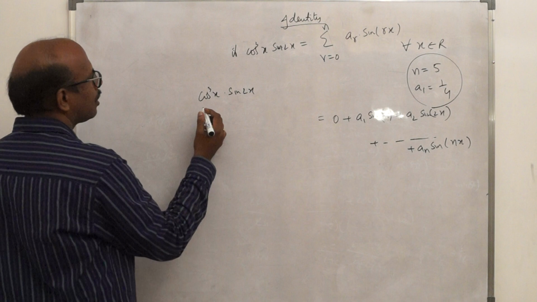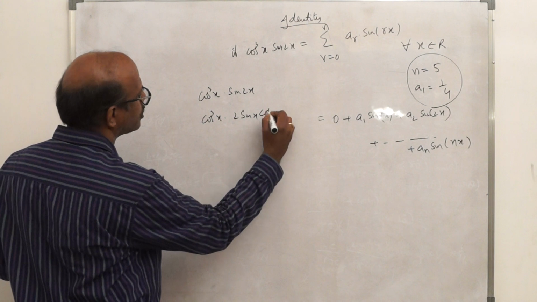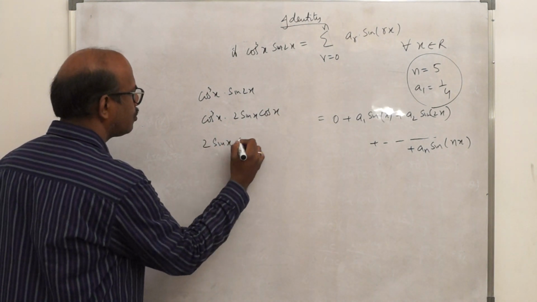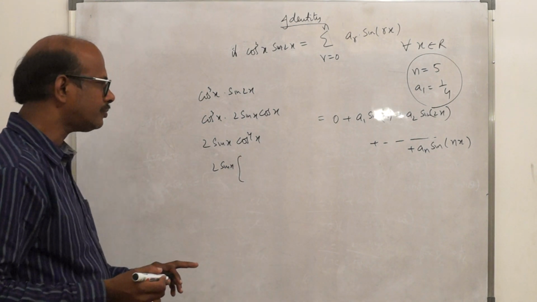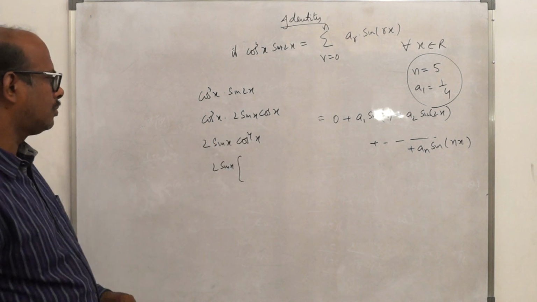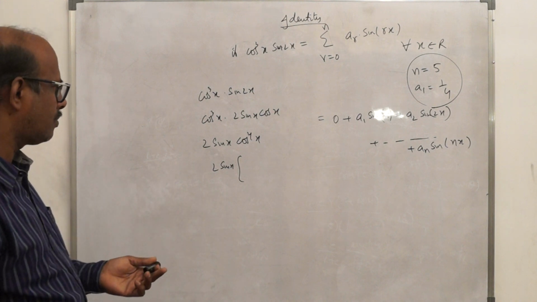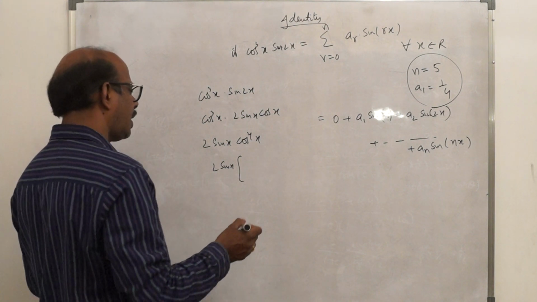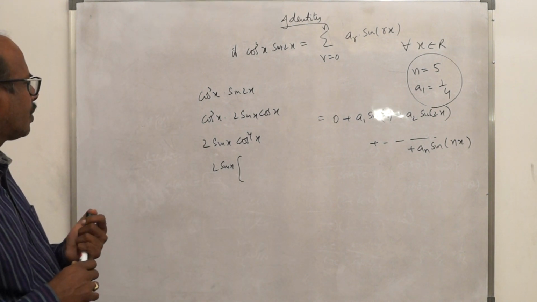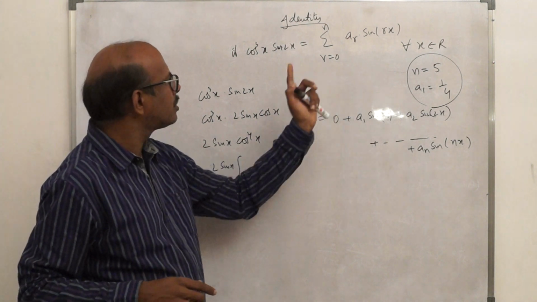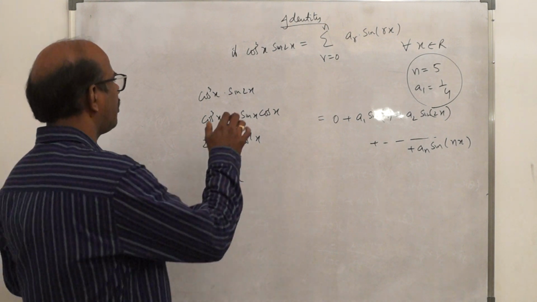Now, if cos cube x is like this, sin 2x is 2 sin x cos x, and it will be 2 sin x cos power 4 x. Now cos power 4 is cos square squared, with cos square as 1 minus sin square. But here we want the series purely in terms of sin only, in terms of sin after simplification of the left hand side.